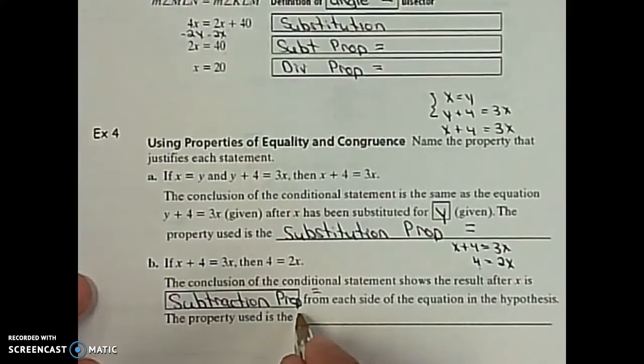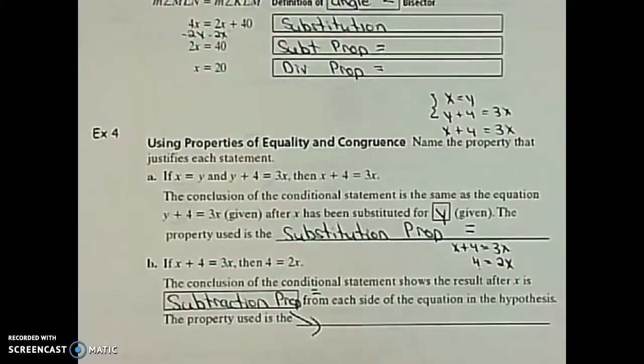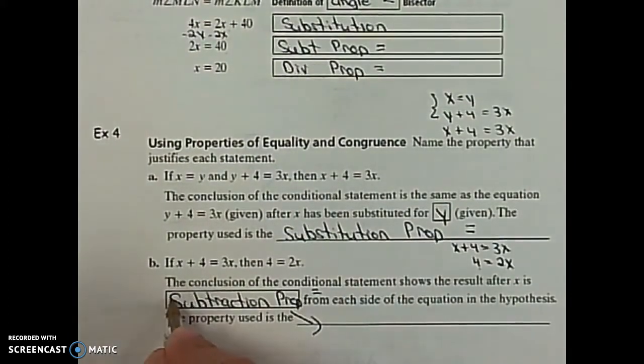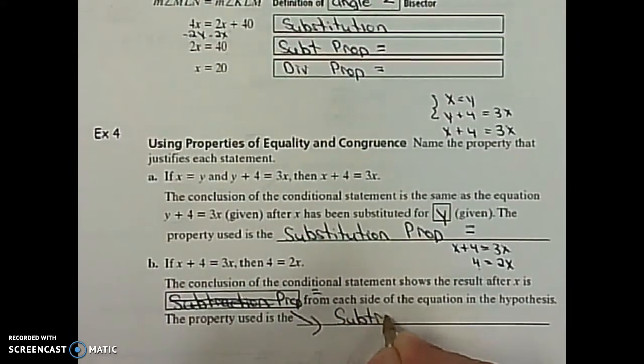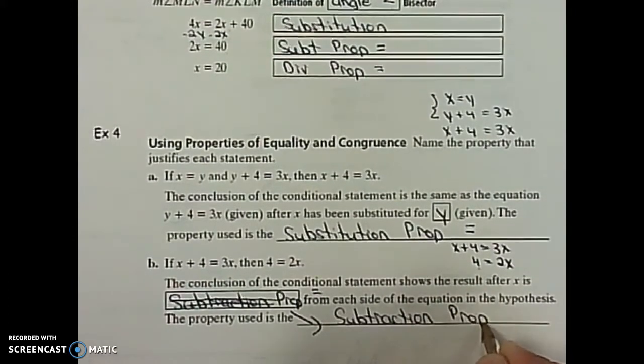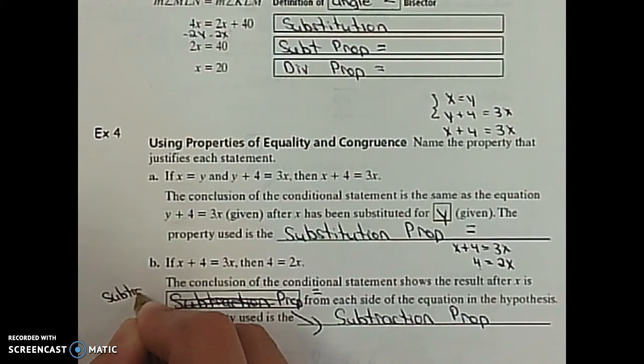And you know what? That's actually supposed to go down here, and the result is after x is subtracted. So let me go ahead and fix this. Down here is the subtraction property of equality. And up in here should be the word subtracted.